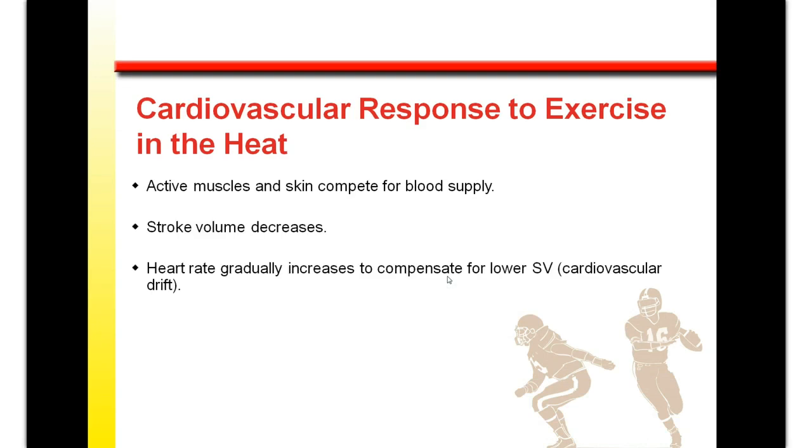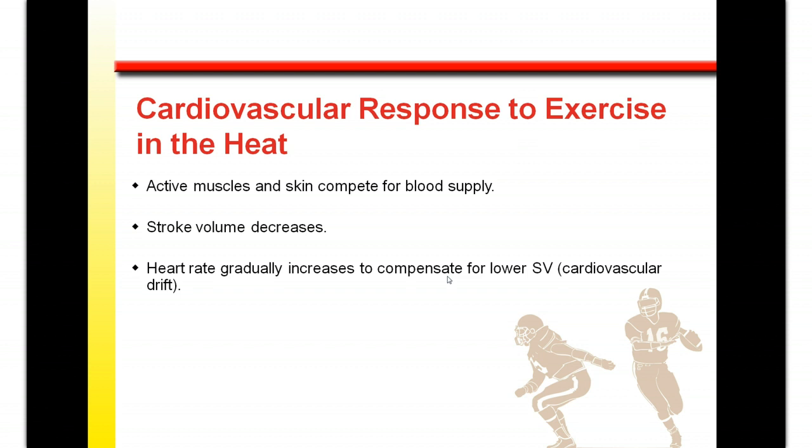Okay. So our body water moves around as we get hot. What happens is our active muscles and our skin compete for the blood supply. You only have so much blood to go around. We have more going to the skin. You have less going to the active muscles. So then our stroke volume of our heart decreases. Our stroke volume is the amount of blood we pump with each beat. So that actually goes down because there's more blood just hanging out there at the skin trying to cool us down. So what that means is that the heart rate gradually increases to compensate for lower stroke volume.